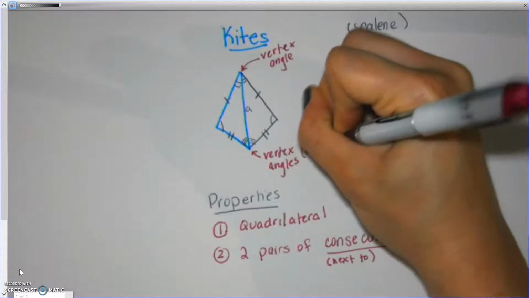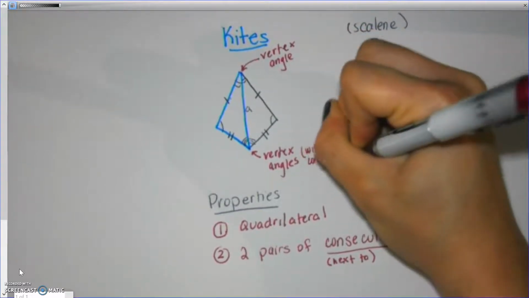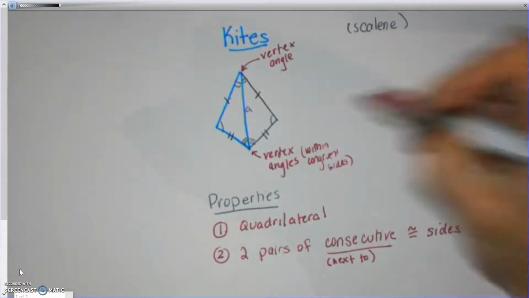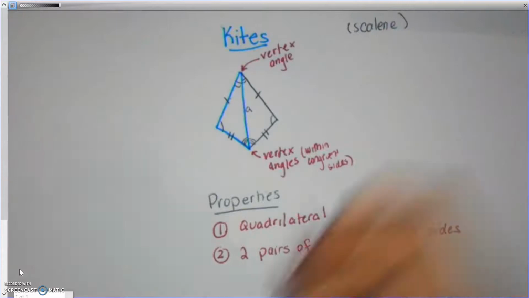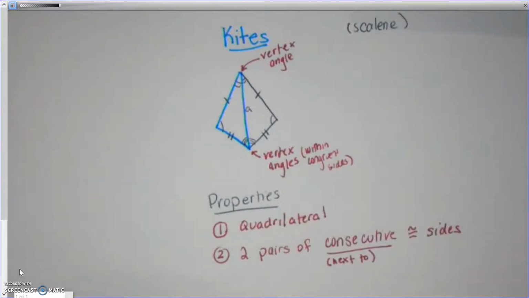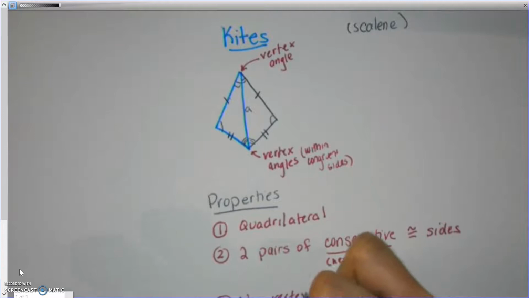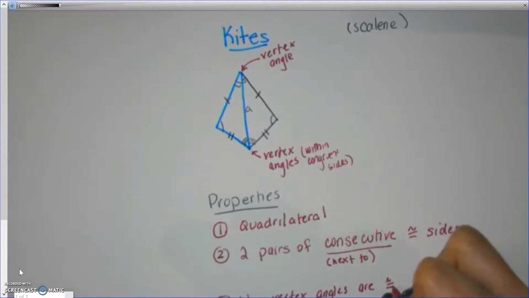Whereas over here you see that these two sides are not congruent, so those angles between them we're just going to call our non-vertex angles. So we know that our non-vertex angles are congruent.